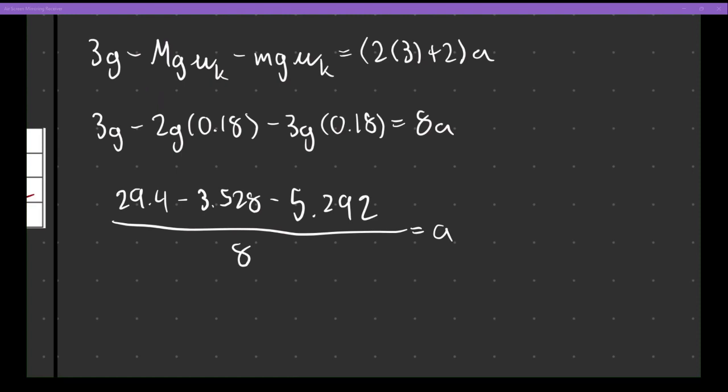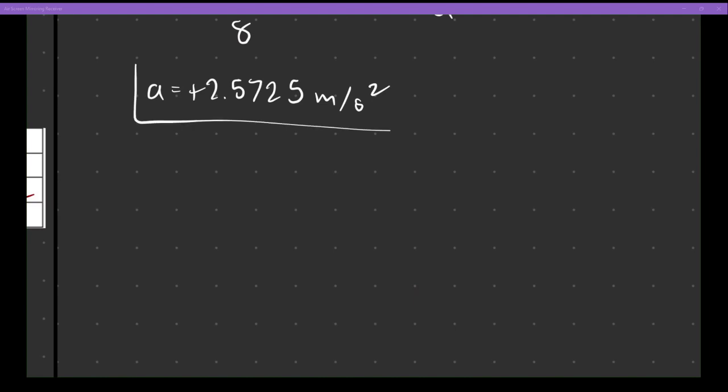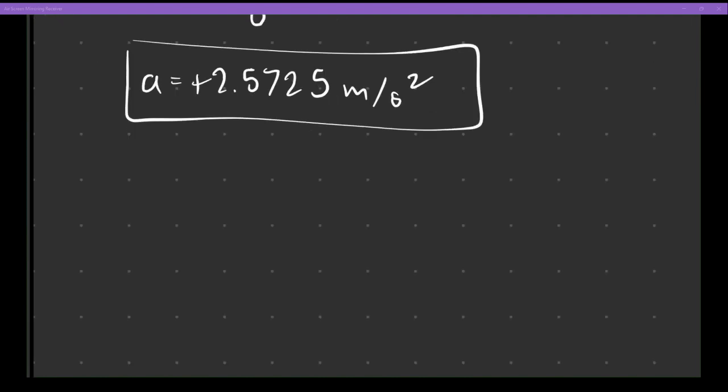And you should get a equal to 2.5725. But I'm going to say that's plus because the line of motion is moving down for the hanging block and moving to the right for the two blocks on the surface. So I'm going to say it's moving to the right and down. But that's the line of motion, so I'm going to say plus meters per second squared. Alright, going on to part J after this.